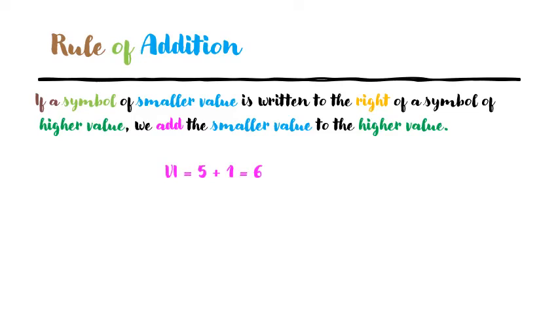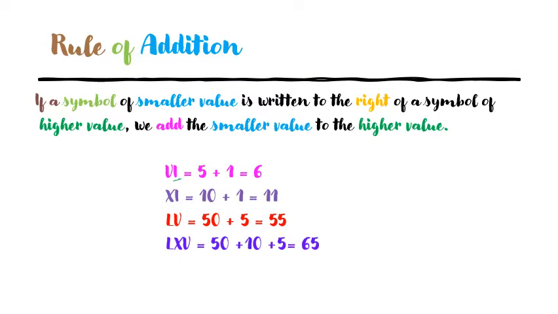VI. Now here you can see I is to the right of V. Therefore, the value of I will be added to the value of V. That is 5 plus 1 equals 6. Similarly, XI, we will add 10 plus 1 equals 11. LV, 50 plus 5 equals 55. LXV, now here L has the biggest value, that is 50. X is 10 and V is 5. So we will add them all and we obtain the answer 65.